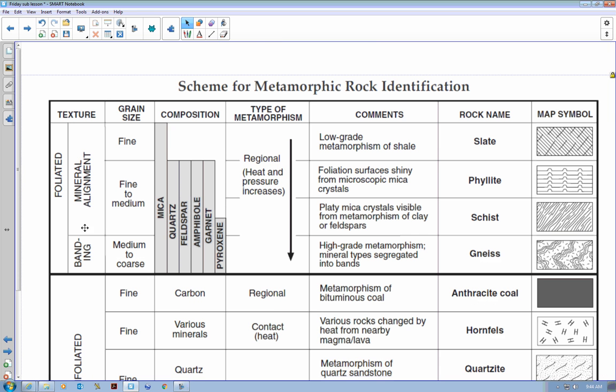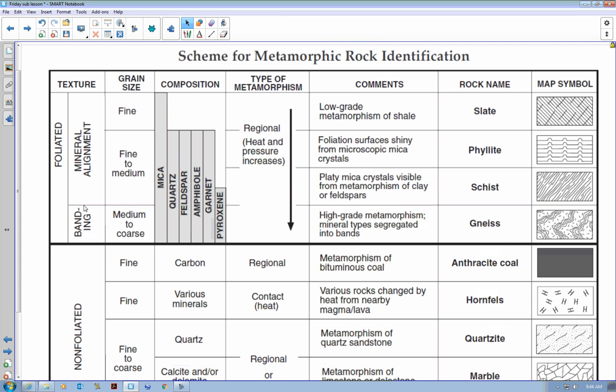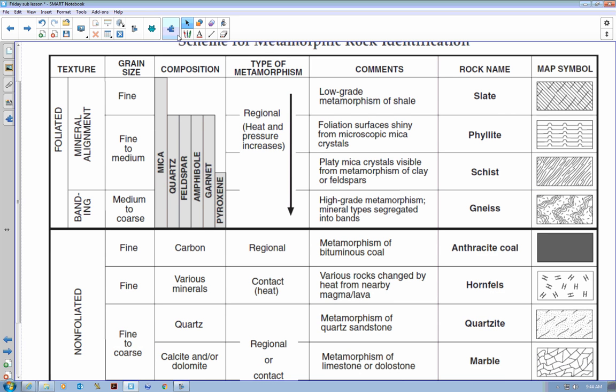So let me flip over finally to the metamorphic rock scheme in your reference tables. And again, if you need to pause this so you can take out your reference tables, that's fine. Let me show you where we find all of these things. You may have to go back and rewind or look back and forth between your two pages, and you should do that so you know where to find everything.